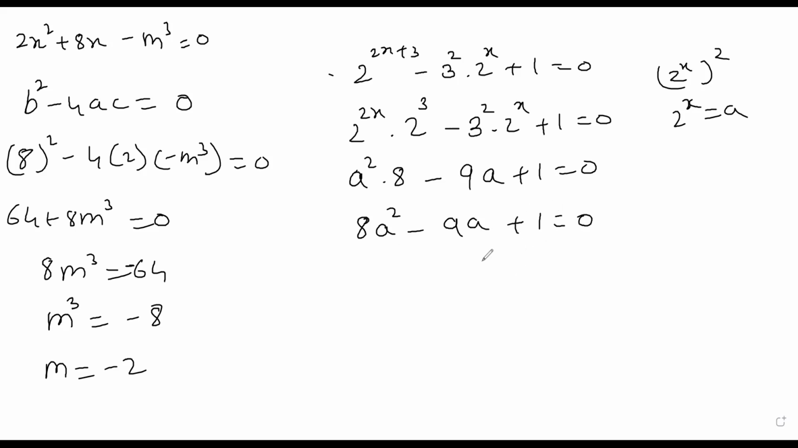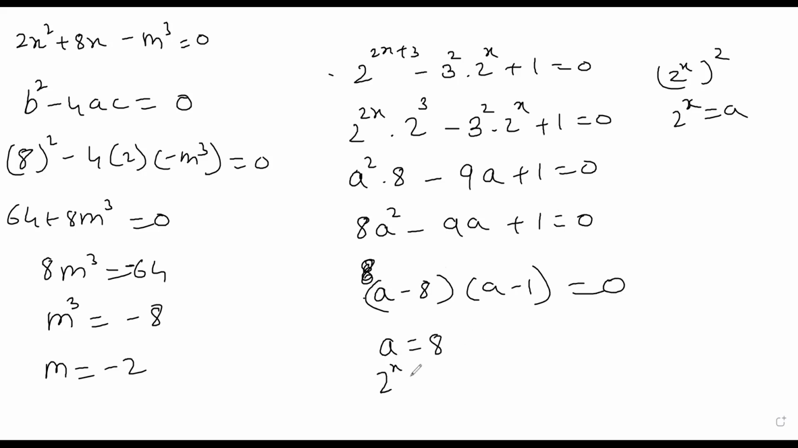Now 8 into 1 is 8, product is 8 and sum is minus 9. So your roots have to be minus 8 and minus 1. So it is a minus 8 and a minus 1 is equals to 0. A is equals to 8, that is 2 raised to x is equals to 8. So x will be 3, and a is equals to 1. So 2 raised to x is equals to 1. So x will be 0. So your answer is 0 and 3.